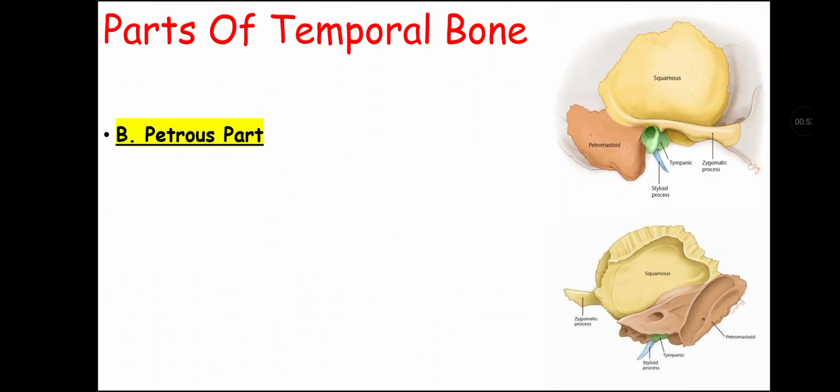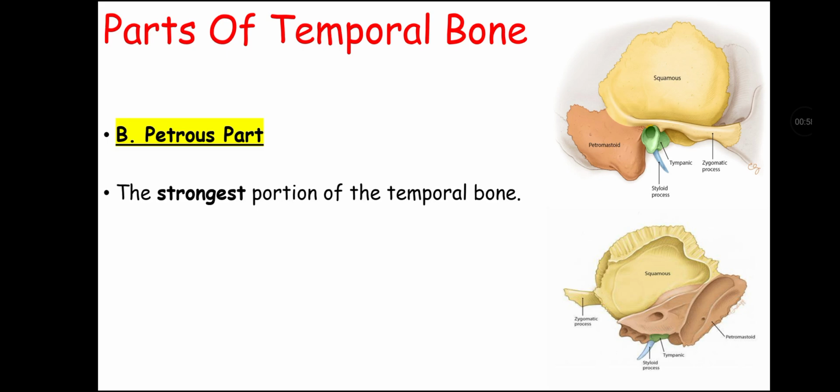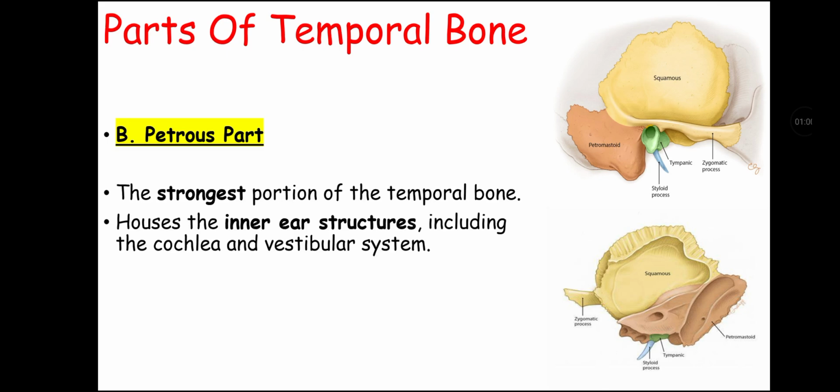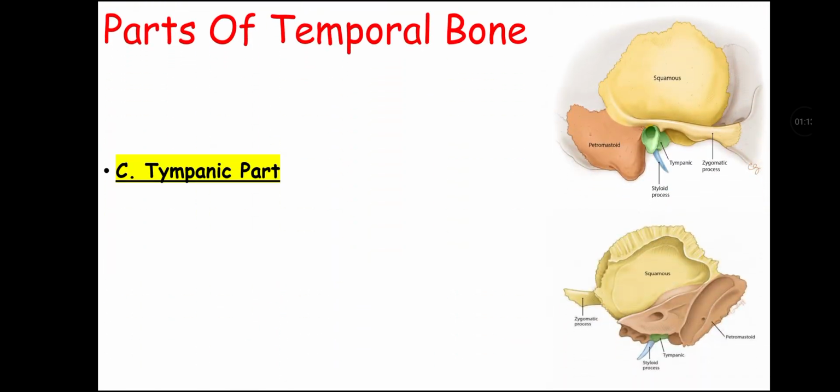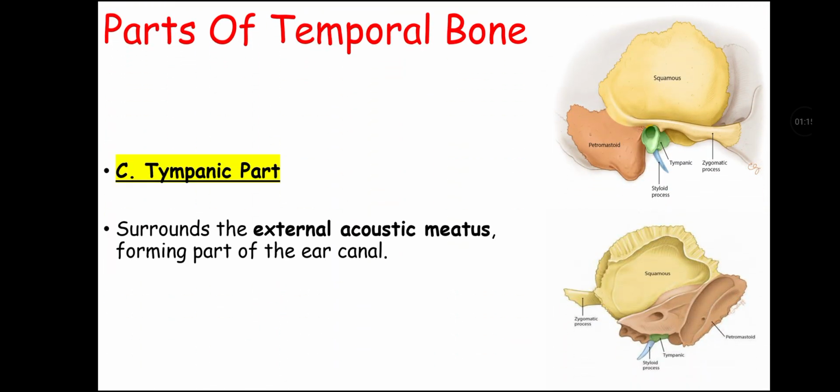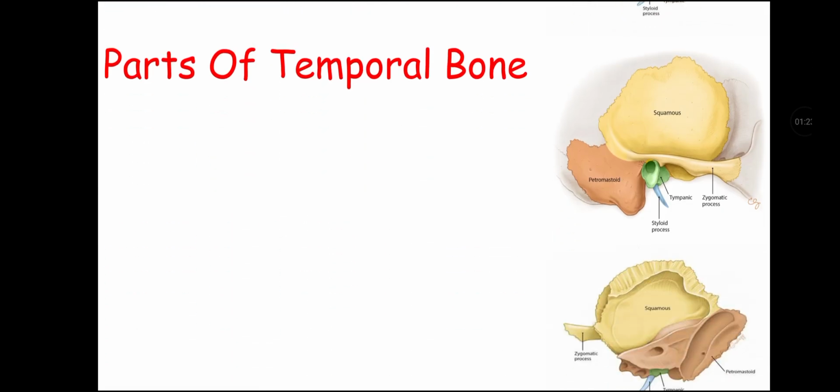The next part is petrous part, as you can see here in diagram. It is the strongest portion of the temporal bone. It houses the inner ear structures including the cochlea and vestibular system. It contains the internal acoustic meatus which transmits the vestibulocochlear nerve, that is cranial nerve number 8. Next part is tympanic part that surrounds the external acoustic meatus that form part of the ear canal. As you can see here in the diagram, it plays a crucial role in sound production.